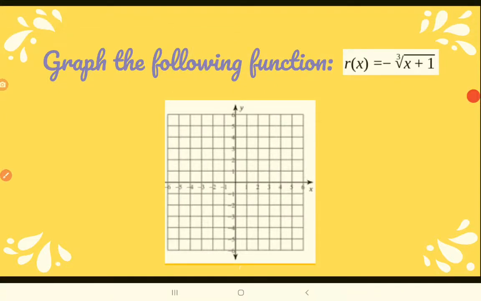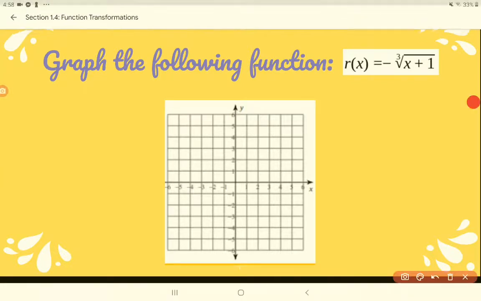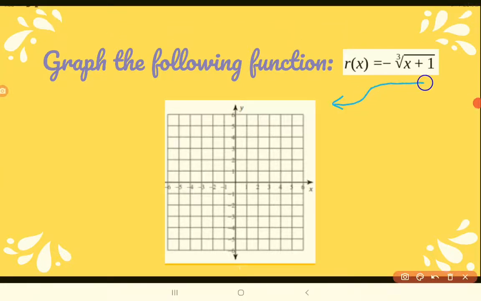Last example here says graph the following function. R of x equals the negative cube root of x plus 1. So I'm just going to draw myself a little picture just because I want to remember that that's what a cube root normally looks like. Okay? Now, here's the thing. In the last lecture, we talked about the fact that you can plug in numbers into equations and graph this, and you absolutely can do that. But if you don't want to do that because it takes a while, here's your shortcut.